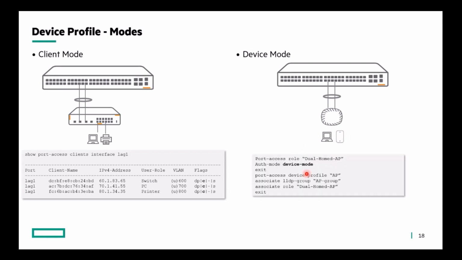So here is the configuration required for the device profile modes with the device mode. First we will configure a role for the AP, and then we'll set the auth mode as device mode. And then we will associate the LLDP group created already and the role assigned here.